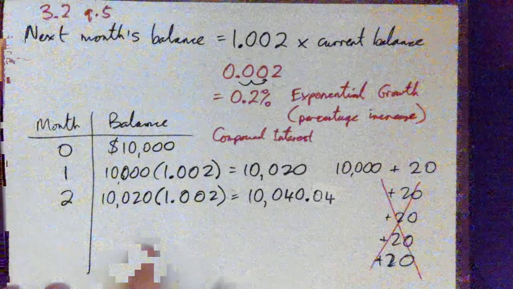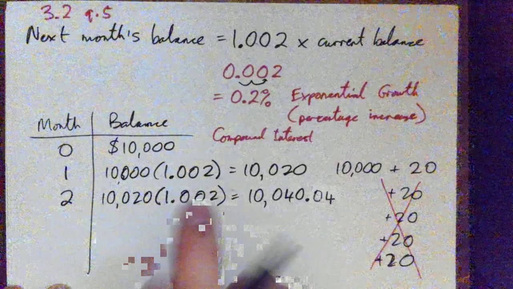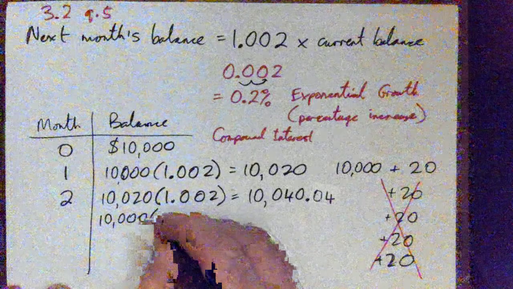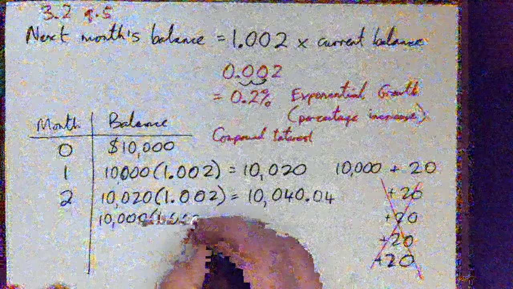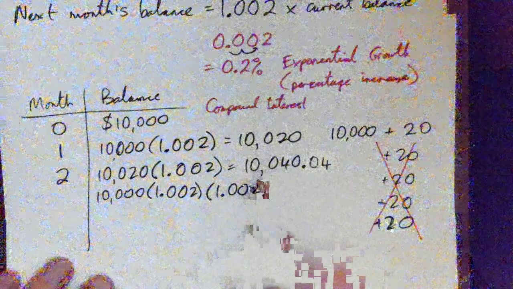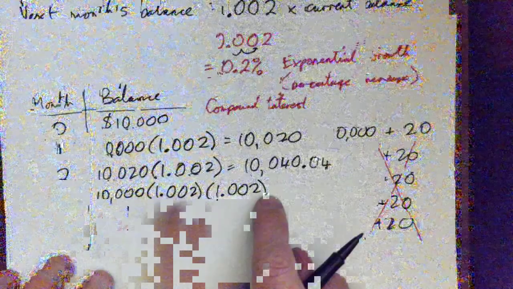And in fact, there's a nicer way to do this, which is we started with 10,000. For the first month, we multiplied by this. And then for the next month, we multiplied by this again. Remember that? Right? And there's a cool math way of writing when you have two numbers multiplied by each other that are the exact same thing.